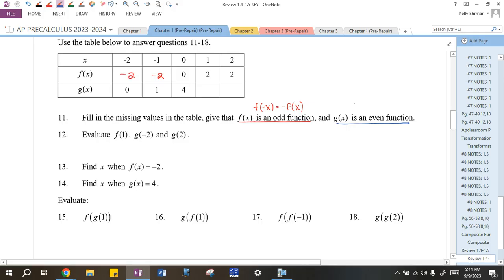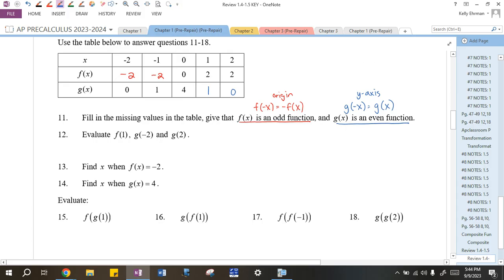G of x is an even function. You need to know this definition as well. So this definition means that g of negative x equals g of x. That means that if g of negative 2 is equal to 0, then g of 2 is equal to 0. If g of negative 1 is equal to 1, then g of 1 is also equal to 1. Remember, odd function is your origin symmetry. So if you were to plot these points for f, we should see them in diagonal quadrants. And even function is y-axis symmetry.